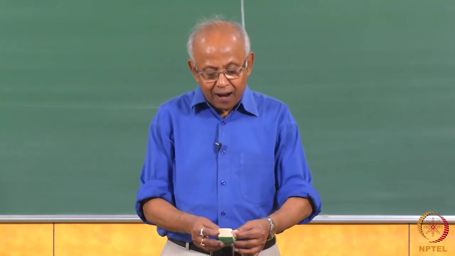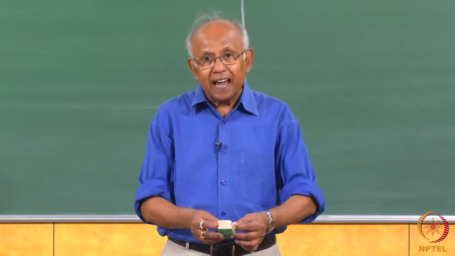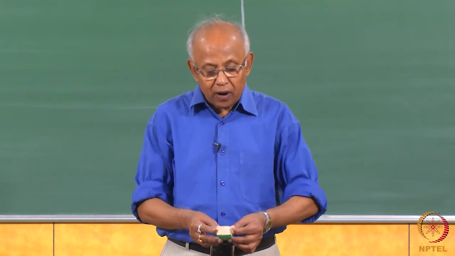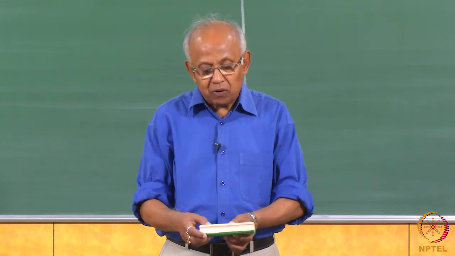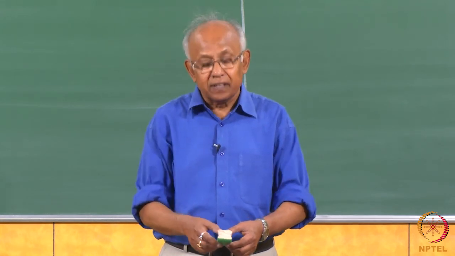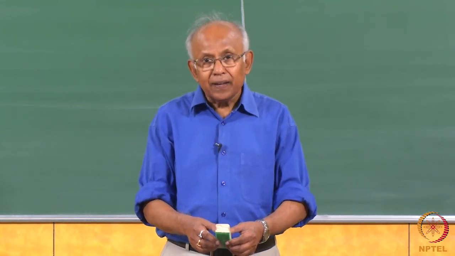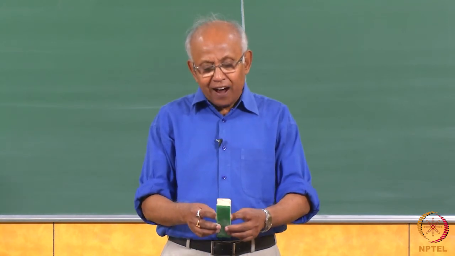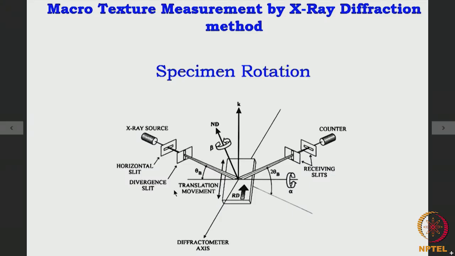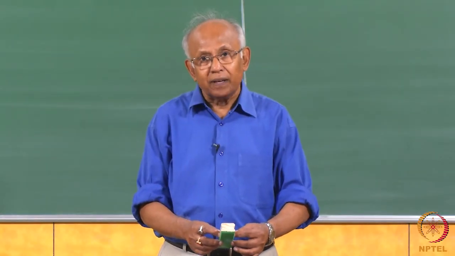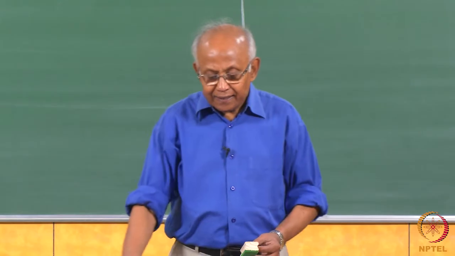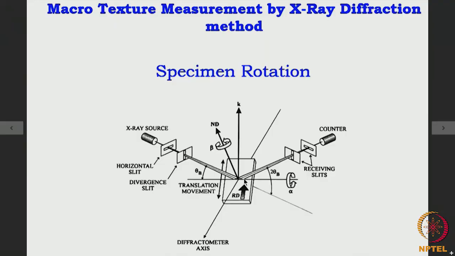So, it is moved by 5 degrees, and in that condition it is given the to and fro motion and a rotational motion like this, and we allow it to continue for a 360 degree motion. Once this is done, it is again moved by 5 degrees around this axis, and the same type of movement is given to the specimen. All the while, the intensity diffracted along this direction is recorded by the counter.